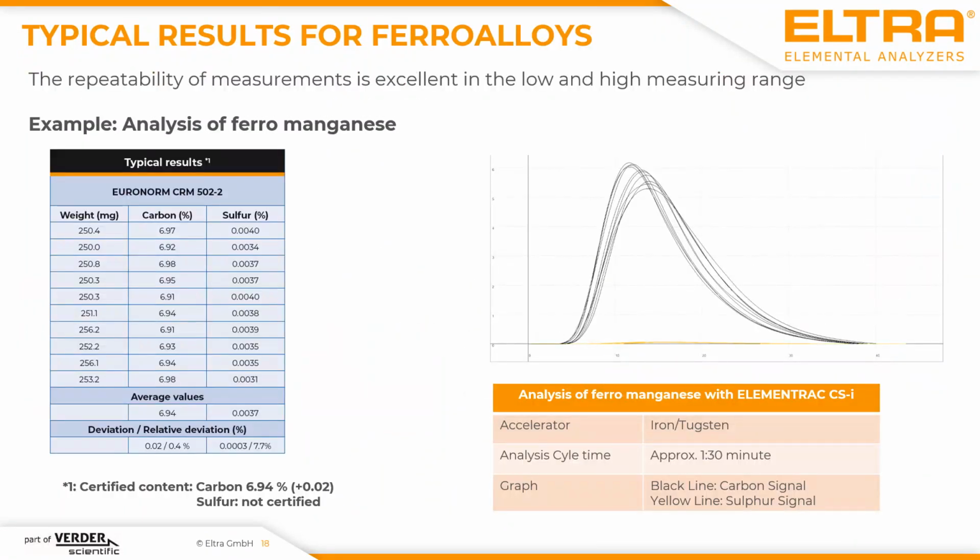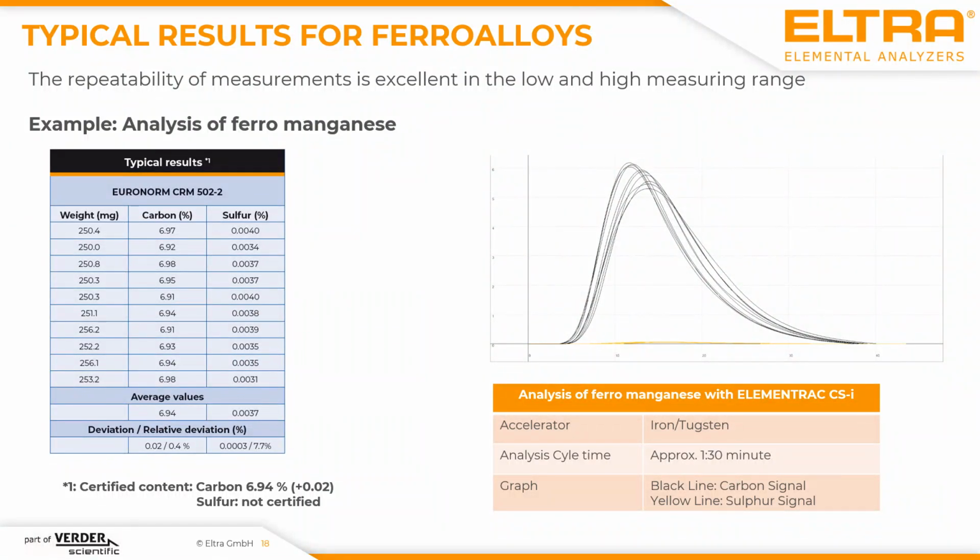Here we have a typical example of an analysis of a ferroalloy, and here we use ferromanganese. We use the BAM standard or BAM reference material for analysis and applied a typical sample weight of approximately 250 milligrams. As you can see here, we get very repeatable results for this carbon sulfur analysis in a combustion analyzer. It's approximately 7% for carbon, and about 37 ppm of sulfur in the sample. We used iron and tungsten as accelerator. One analysis needs approximately 1 minute and 30 seconds.